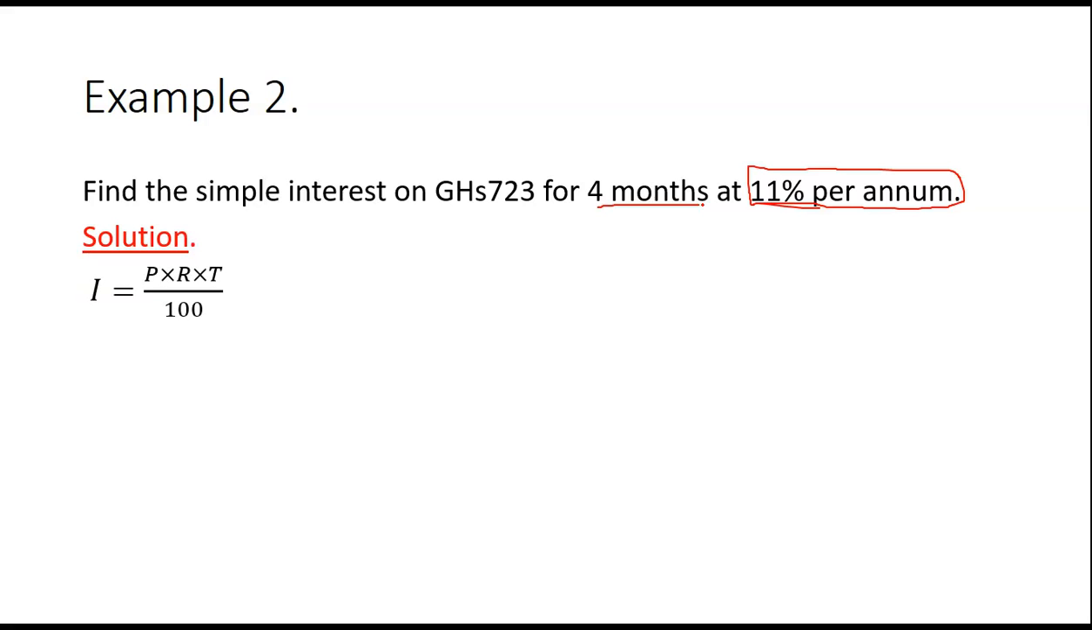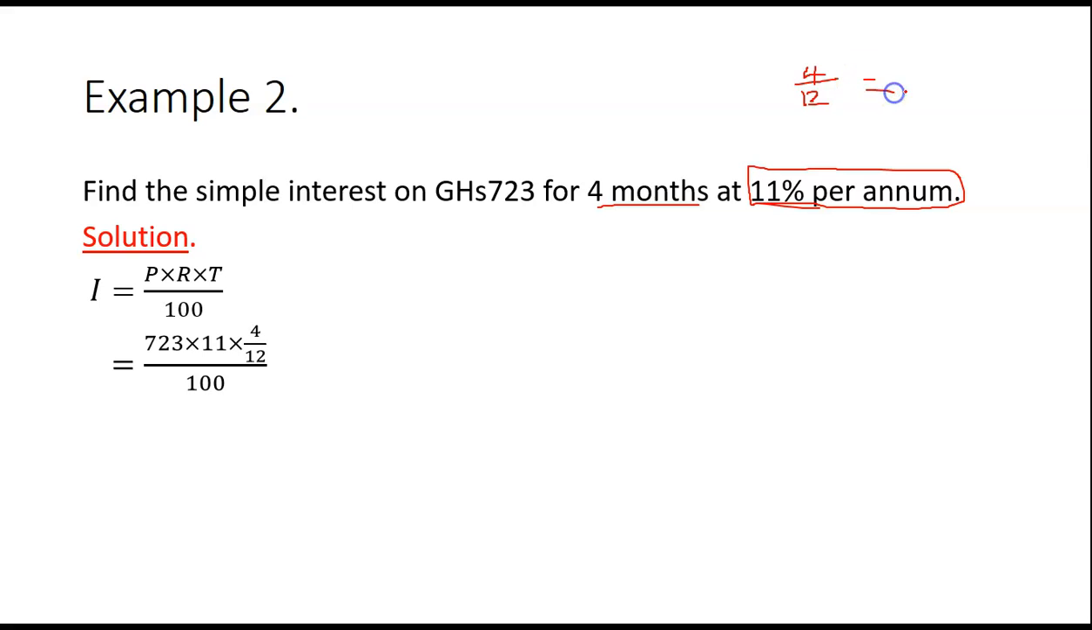So to solve this, what's the principal? The principal is 723, isn't it? Times the rate is 11% for a year, so 11 over 100 times. Now we are not finding 1 year. The time is 4 months. Do you get it? So to convert 4 months to a year, it is the 4 months divided by the number of months in a year. So there are 12 months in a year, isn't it? So we have 4 over 12.